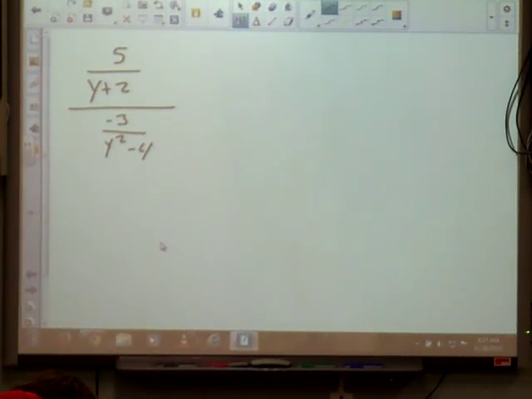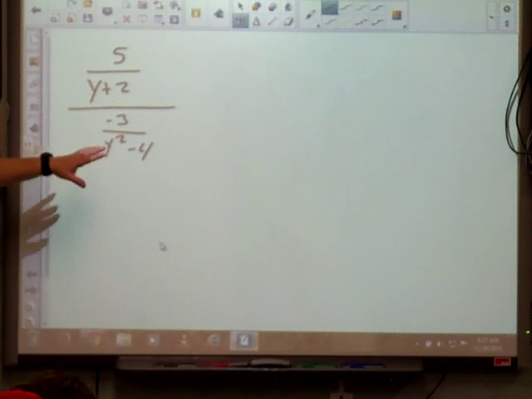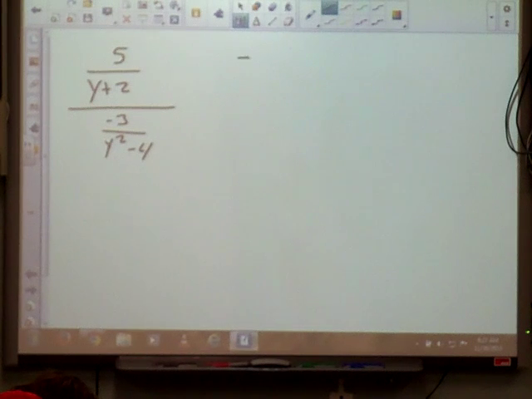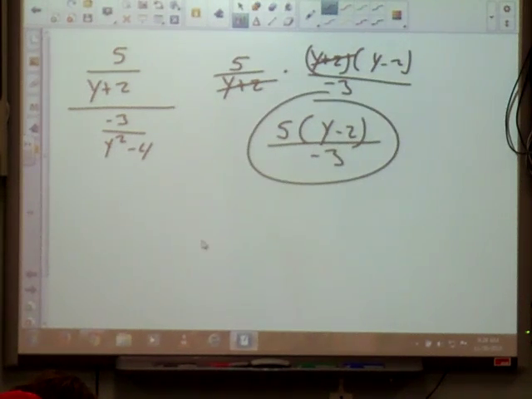You can factor that. This bottom one right here is my favorite, difference of squares. So when we do our keep, change, and flip, we're going to factor that using difference of squares, and that's going to let us ninja something. Y'all enjoy making fun of my ninja math. Alright, we're flipping this one. Y squared minus 4. That's y plus 2, y minus 2. And then that's all over negative 3. The y plus 2s go away. So on the top, you got 5 times y minus 2. On the bottom, you just got negative 3.